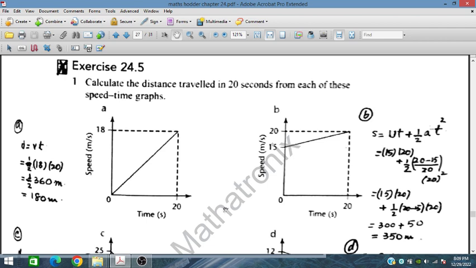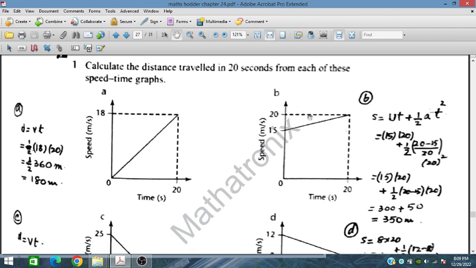That's so easy. Similarly for part B, the initial velocity is 15 and the final velocity is 20. So initial velocity is 15 meters per second and time taken is 20 seconds. So s is equal to ut plus half at square, where t is 20. The initial velocity is 15, plus half at square, and the acceleration in this duration is 20 minus 15, divided by 20, into the time taken 20 seconds squared, so t is 20 square.